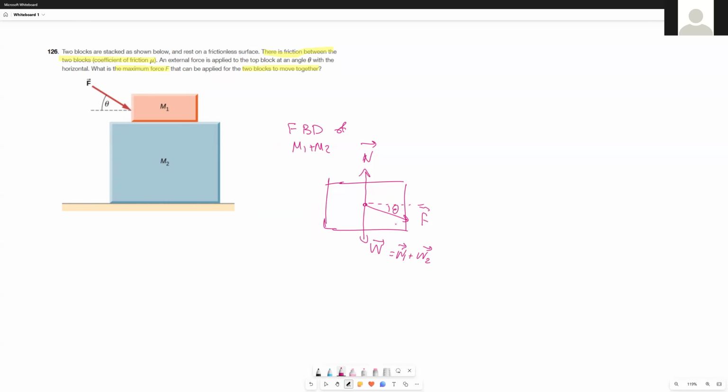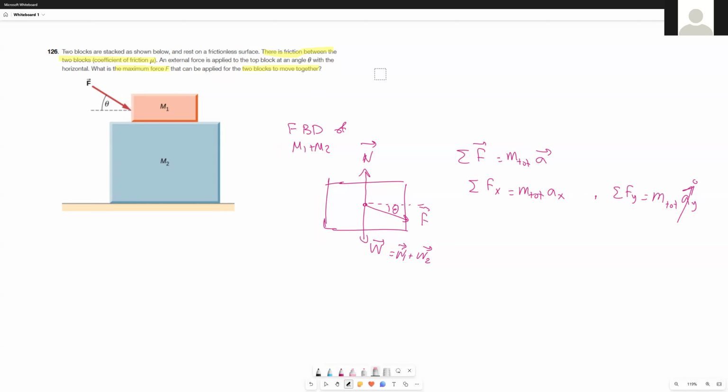The question is, if I were to write down sigma F equals m total times a, the acceleration of the system, that's going to give me two equations. Sigma Fx is going to be m total ax, and sigma Fy is going to give me m total ay. I know ay is 0. These two objects are not going to accelerate up or down. I forgot, sorry, my apologies.